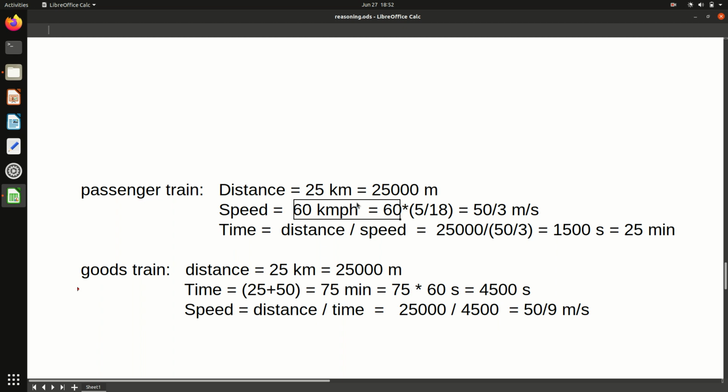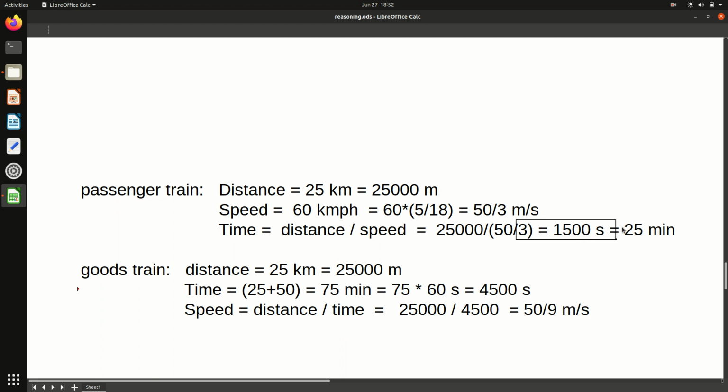Okay, so the speed was 60 kilometer per hour, and we have to convert it to meter per second. So just do 60 into 5 by 18, and we will get 50 by 3 meter per second. And we will just put these two values in, and we will get the time. As simple as that. And the time is 1500 seconds.